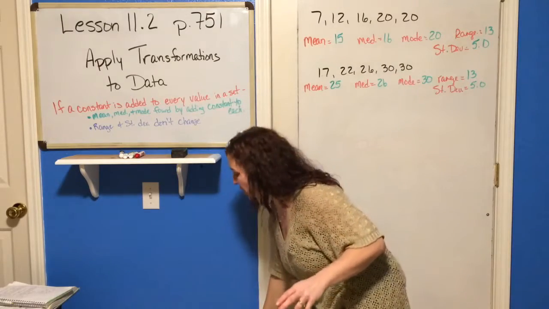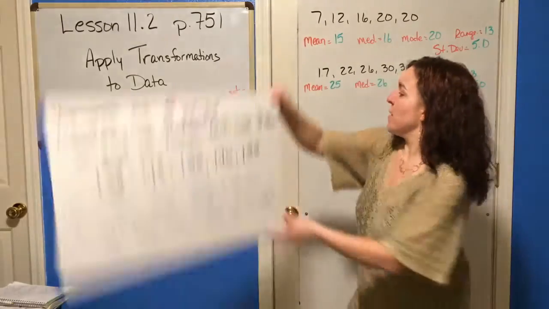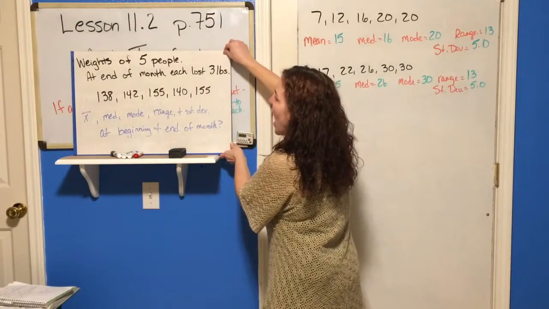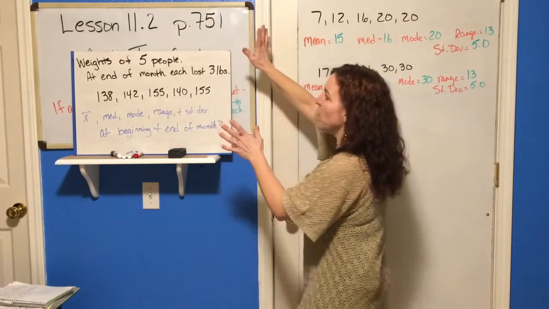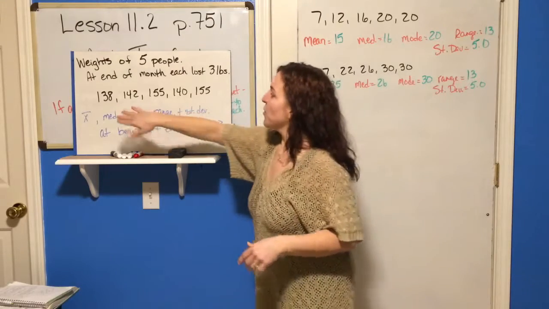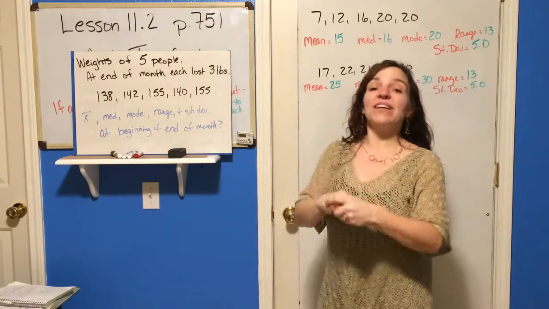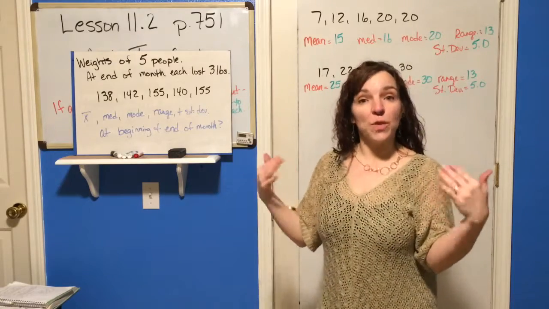Okay, so hopefully you've got all that written down. If not, pause real quick and get it written down because I'm going to put a problem up. So here's what we want to do. I've got the weights of 5 people: 138, 142, 155, 140, and 155. At the end of the month, we find out that each of them has lost 3 pounds.